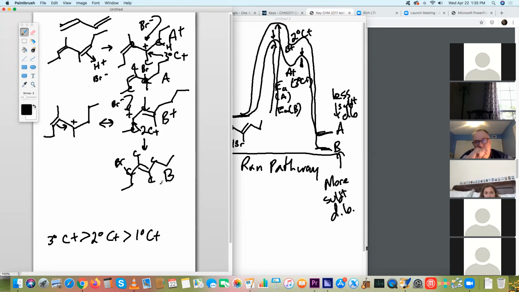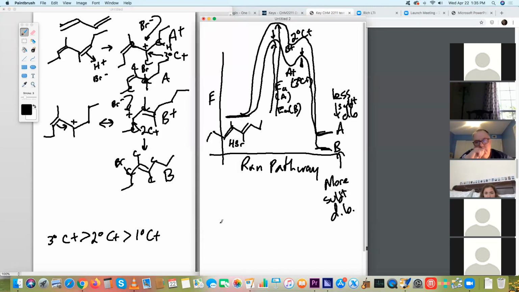So we talk about two things here. We talk about a kinetic product and a thermodynamic product. So I call A the kinetic product. And the kinetic product is all about comparing the activation energies. As you can see, the activation energy for A plus is lower than the activation energy for B plus because the stability of the cations is, well, A plus is lower than B plus, so the activation energies are lower. And that means that this will be favored at low temperatures.